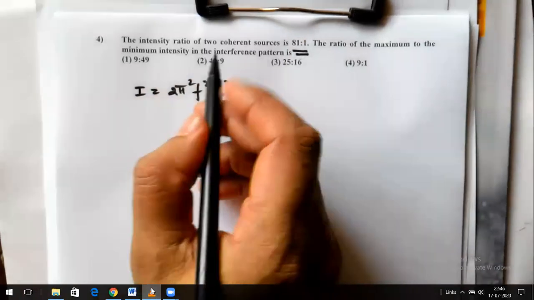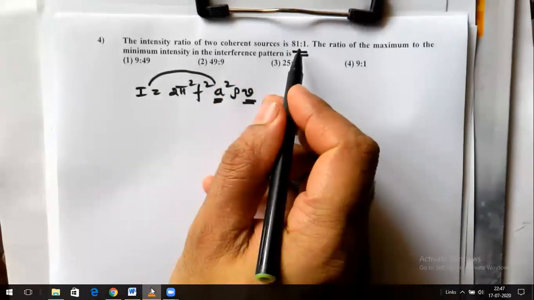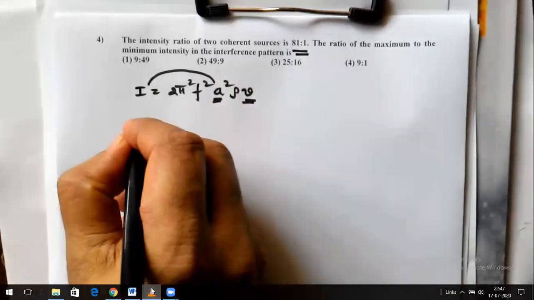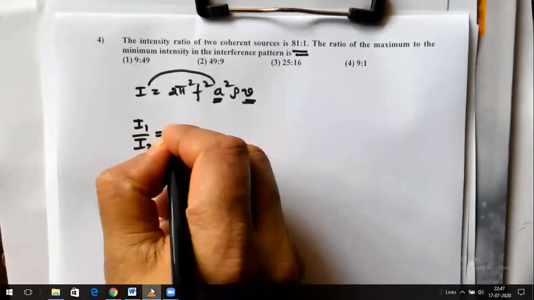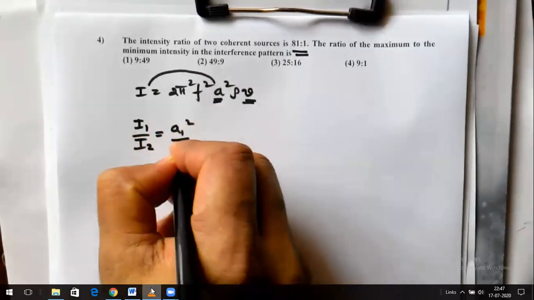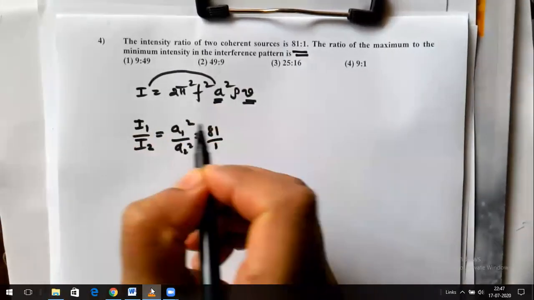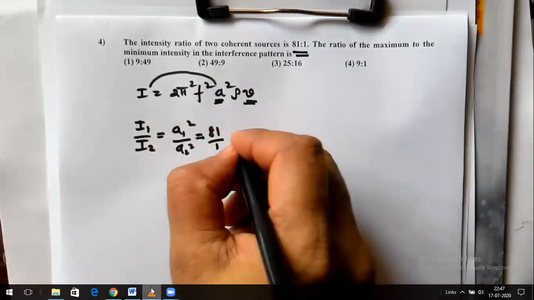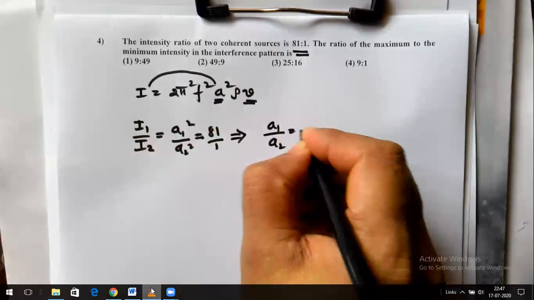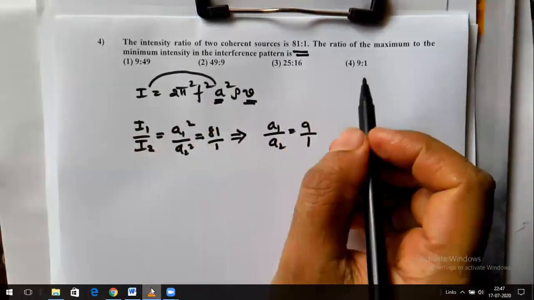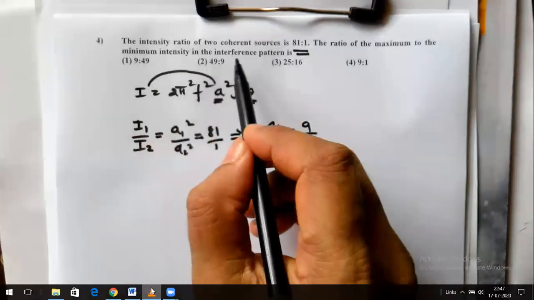So if you take this relation, then since the intensity ratio is given, we can find out the amplitude ratio. So I1 by I2 for the two sources is equal to A1 square by A2 square, that is equal to 81 by 1, because intensity is directly proportional to the square of the amplitude. So that implies A1 by A2 must be equal to 9:1. Now their question is, what is the intensity ratio in the interference pattern?